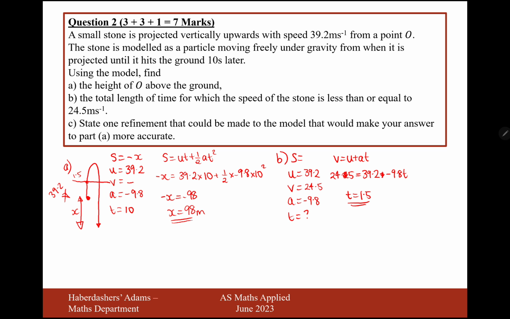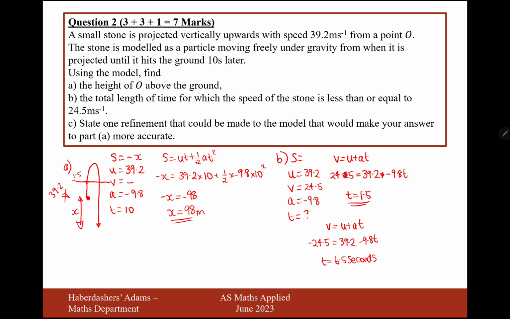Then it starts to slow down, and then as it's coming on the way back, we'll need to do a calculation with v equals u plus at again, where the velocity is now minus 24.5. So that'd be 39.2 minus 9.8 t. Okay, so minus 24.5 minus 39.2, and then divide that by minus 9.8, will give us 6.5. So 6.5 seconds.